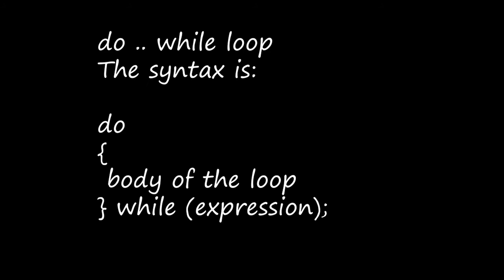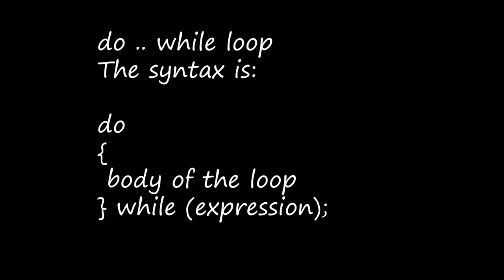After that it checks the condition, and if the condition is true, the code is executed again, and again it checks the while expression. While that expression is true, it repeats. If the while expression is false, it terminates the process. The important difference between while and do while is that in the do while loop the body of the loop is executed at least once before the condition is checked.